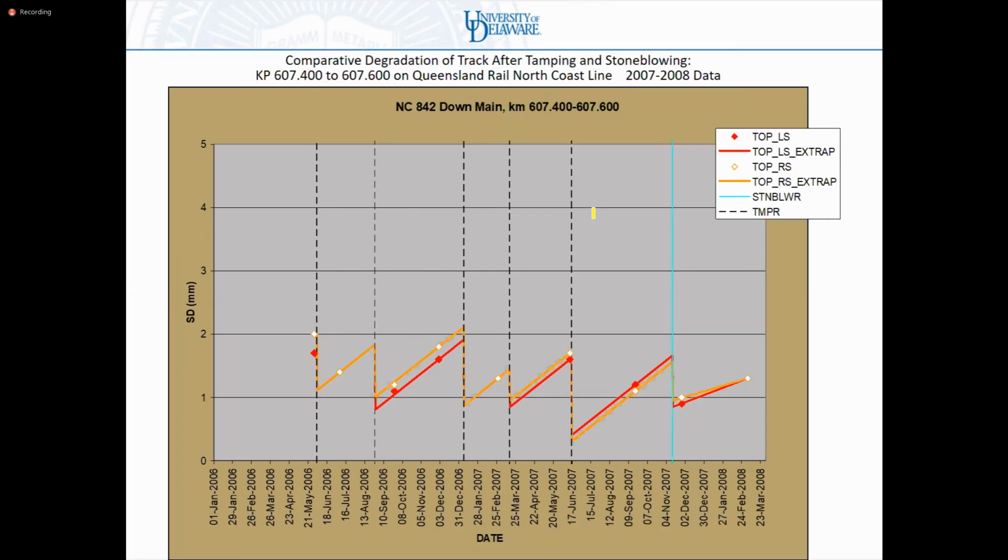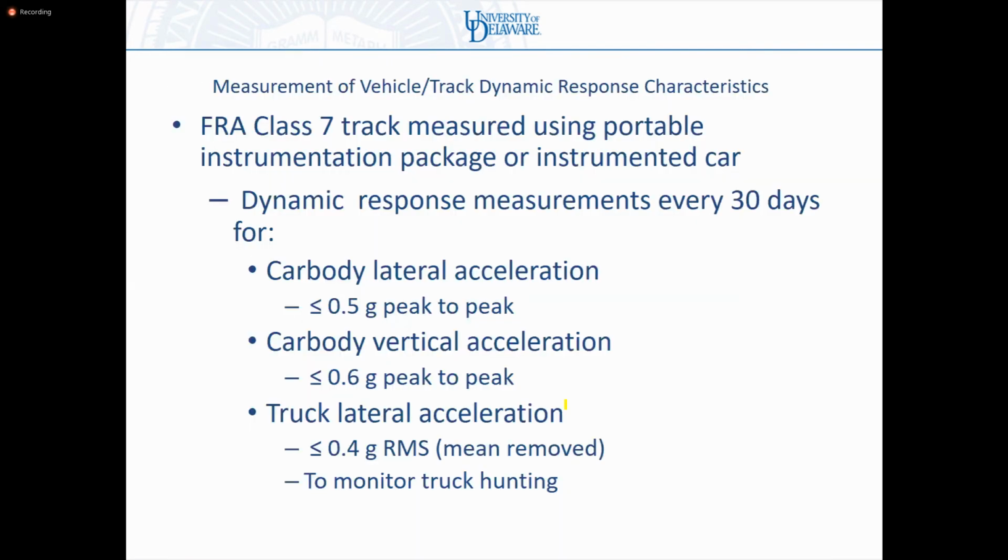And this is just showing it more frequently. So you can see this is in Australia. You can see the degrade, maintenance, degrade, maintenance, degrade, maintenance, degrade, maintenance.